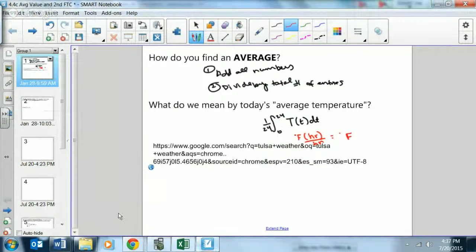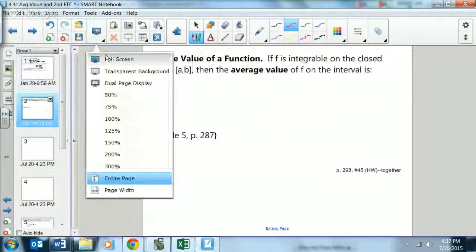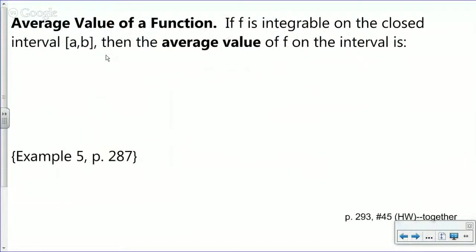Okay. All right, so let's take a look at the formula for average value of a function. It's exactly what we just did. So it says if f is integrable on the closed interval [a, b], then the average value of f on this interval is, so just like in elementary school, you are going to first sum up from a to b. Remember we did from 0 to 24 of your function.